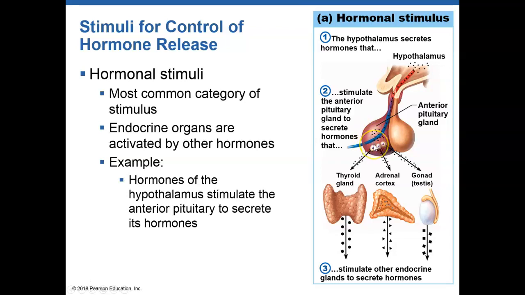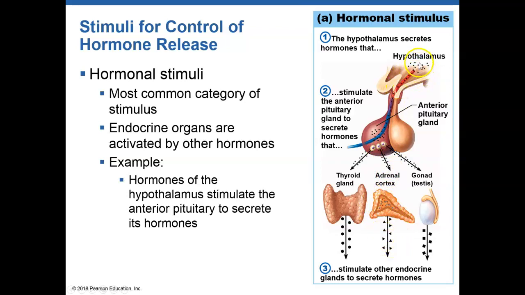The anterior pituitary gland then releases a hormone that stimulates the thyroid gland. So this might be thyroid releasing hormone, which stimulates the anterior pituitary to release thyroid stimulating hormone, which then stimulates the thyroid gland to release thyroid hormone. Or corticotropin releasing hormone, which stimulates the anterior pituitary to secrete adrenocorticotropic hormone, which stimulates the adrenal cortex to release cortisol.